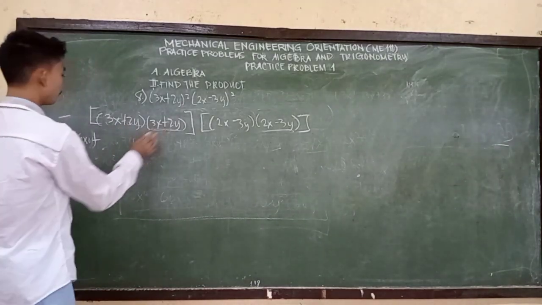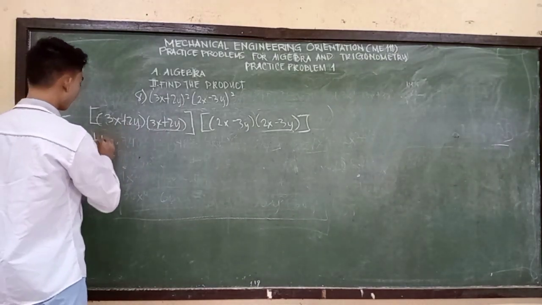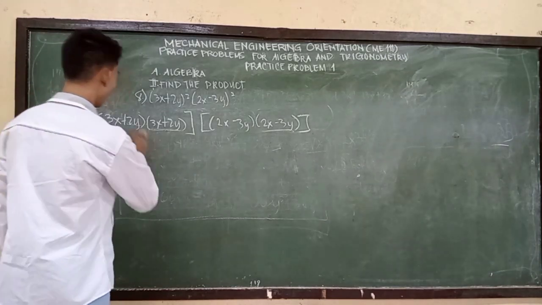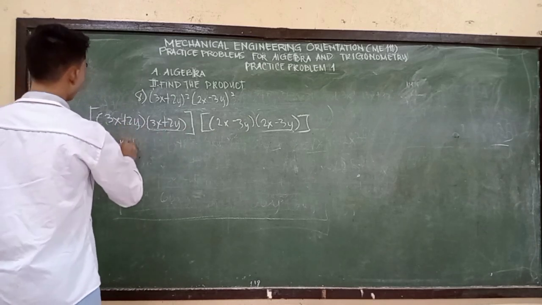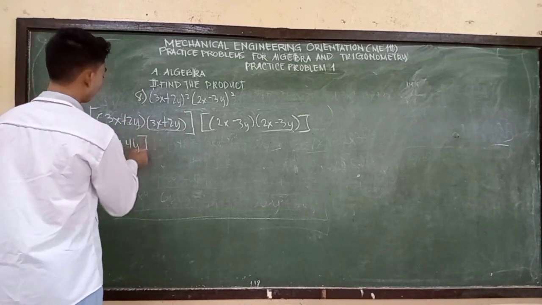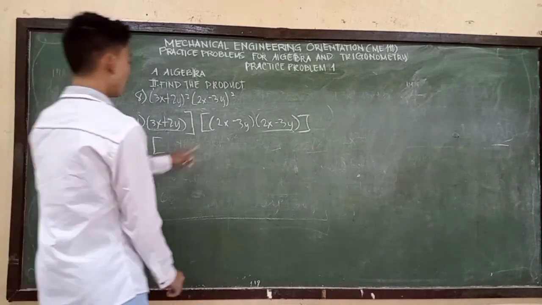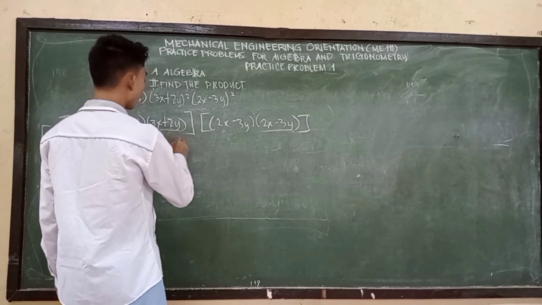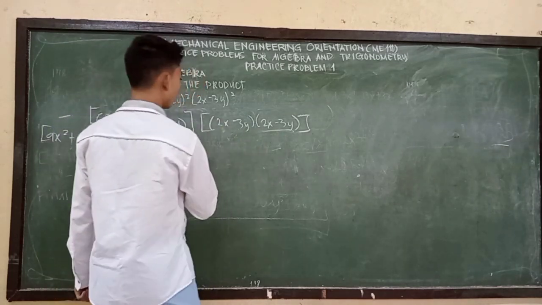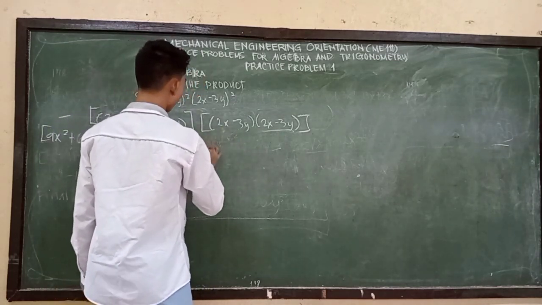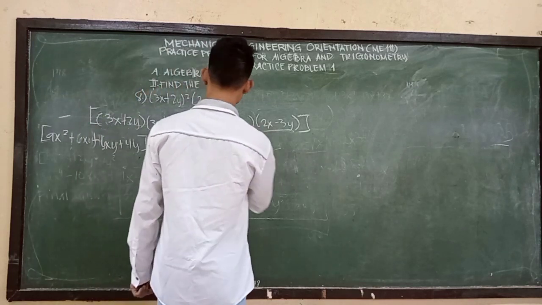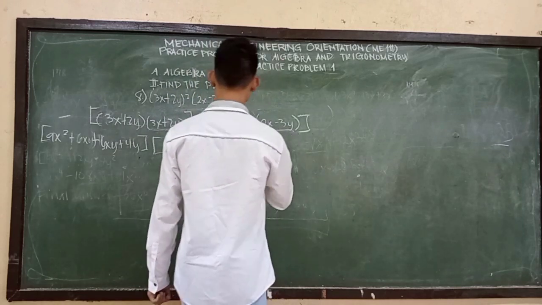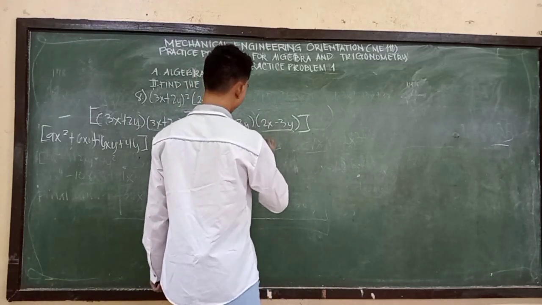And then 2y plus 3x will give us positive 6xy. And then 2y times 2y will give us positive 4y. Then 2x times 2x will give us 4x squared. 2x times negative 3y will give us negative 6xy. Negative 3y times 2x will give us negative 6xy. And then negative 3y times negative 3y will give us positive 9y squared.